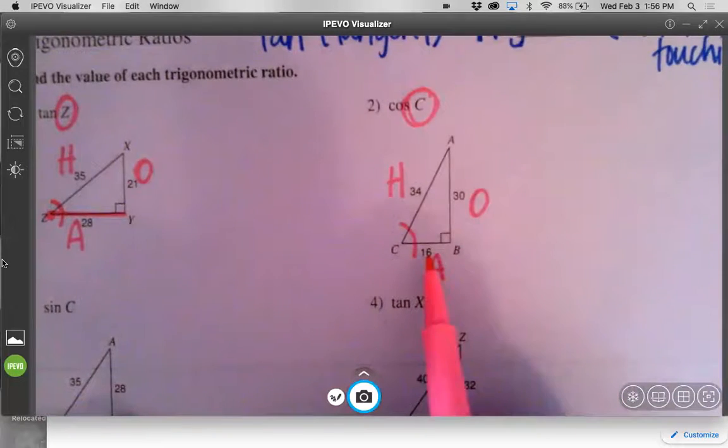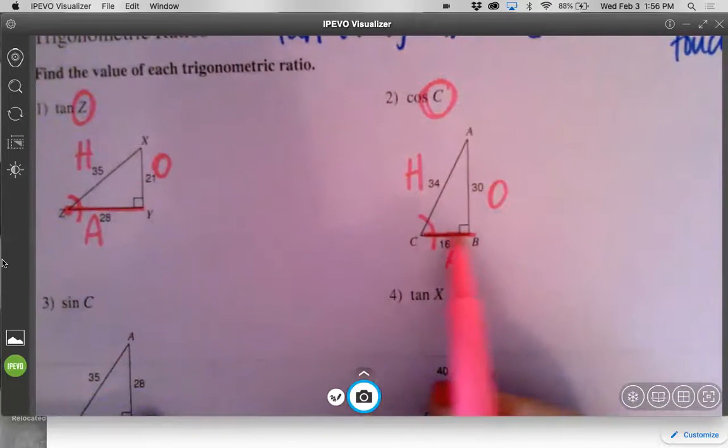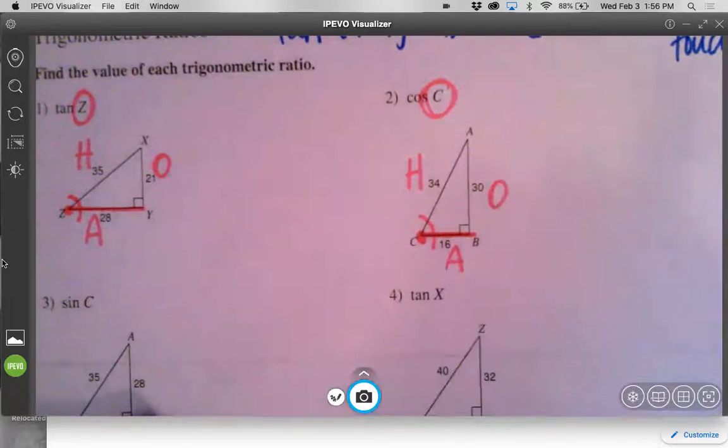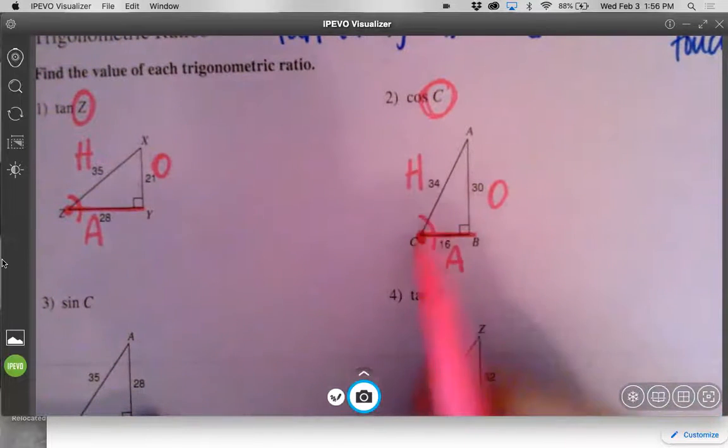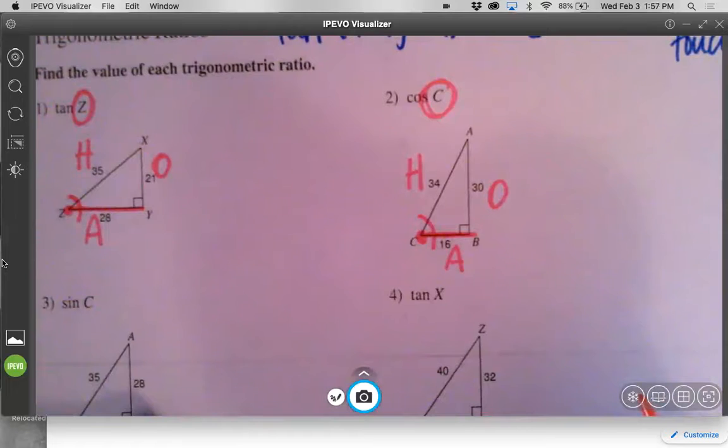Now it's not 16 because it's on the bottom like this one was. It's 16 because this side runs into this corner that we're using. It's not going to be the hypotenuse. That's already been used. It's not an option anymore. And it's either the 30 or the 16. And the 30 doesn't touch our angle that we're using.